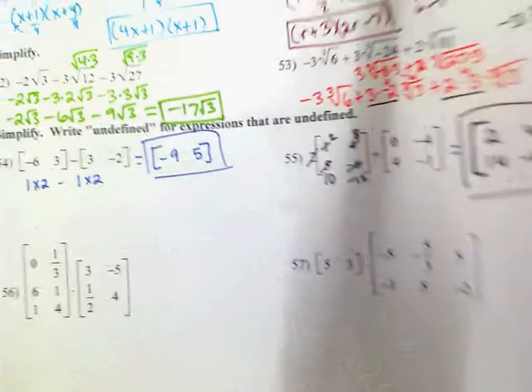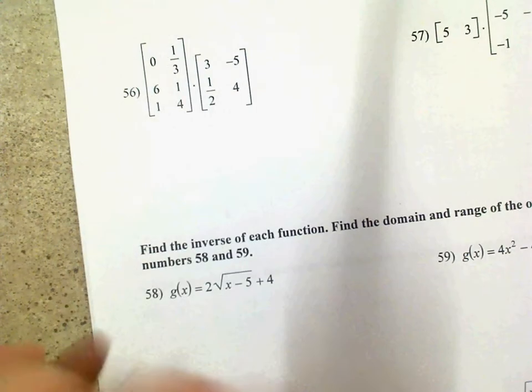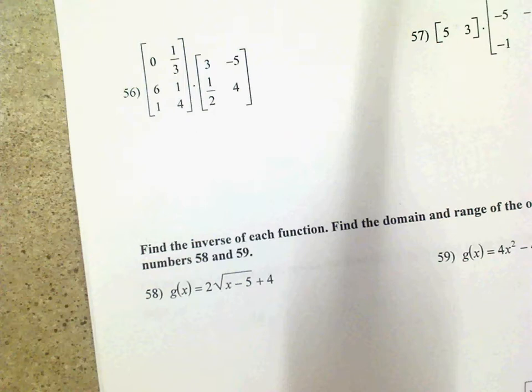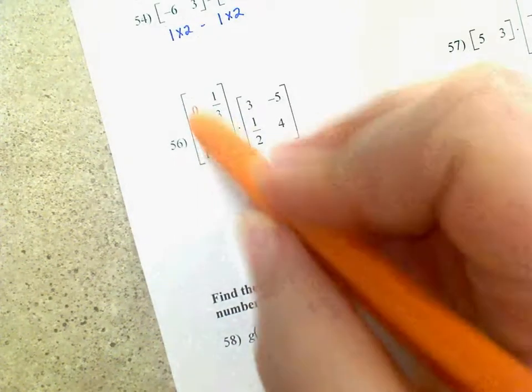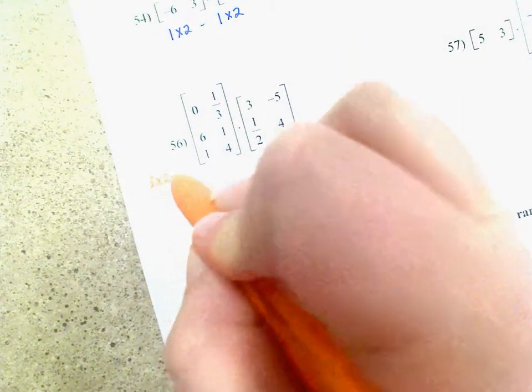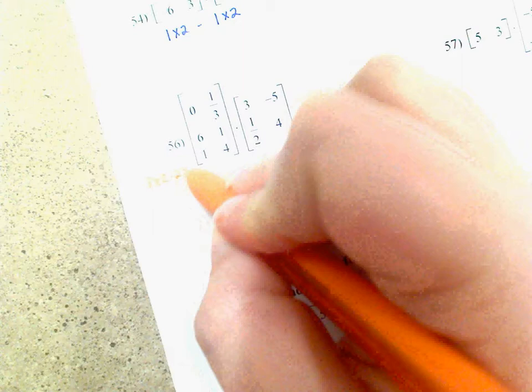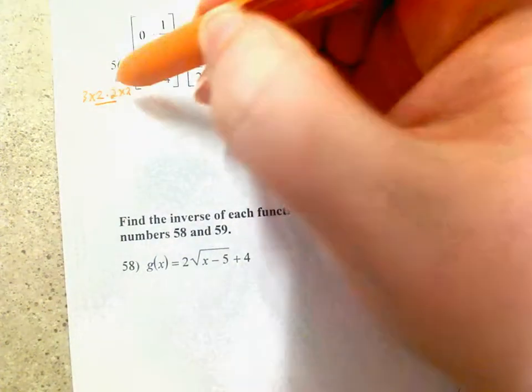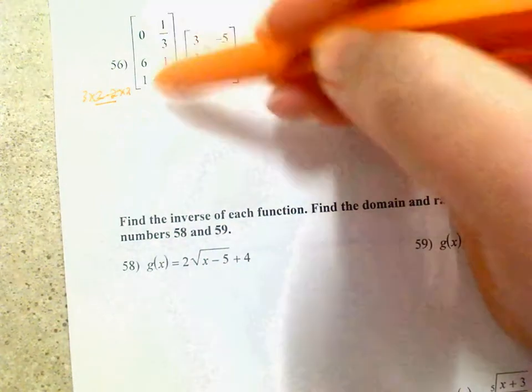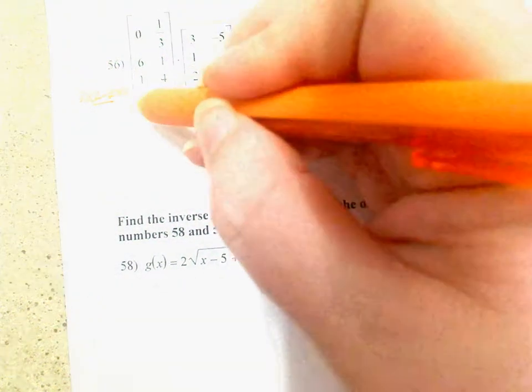Okay, number 56. Number 56 is multiplying matrices, which is quite a bit more involved. So first you've got to see if you can. This is row by column. This is a 3 by 2 times a 2 by 2, which means because those inner dimensions are the same, we can multiply them, and it means that the dimensions of my answer are going to be a 3 by 2, which means it's going to look like this. So it's going to be a 3 by 2.